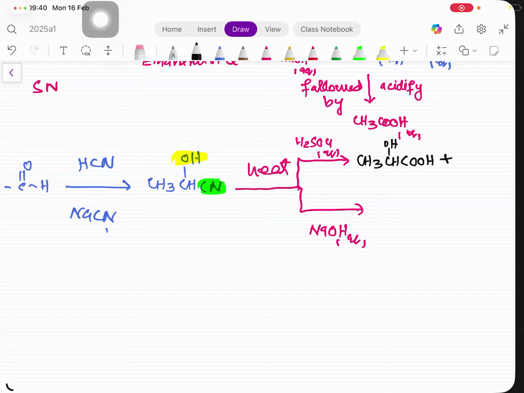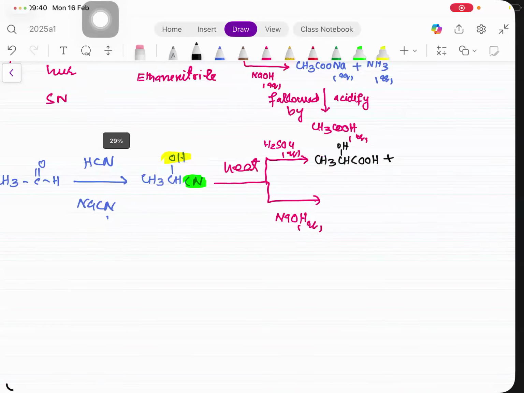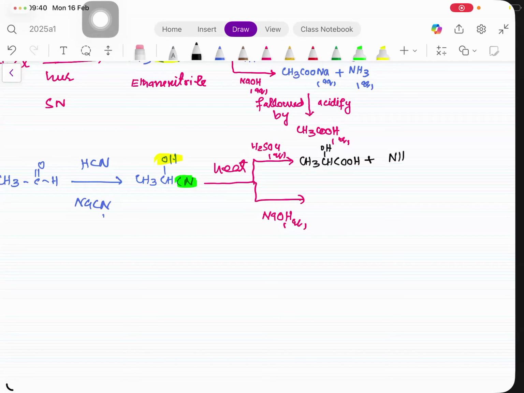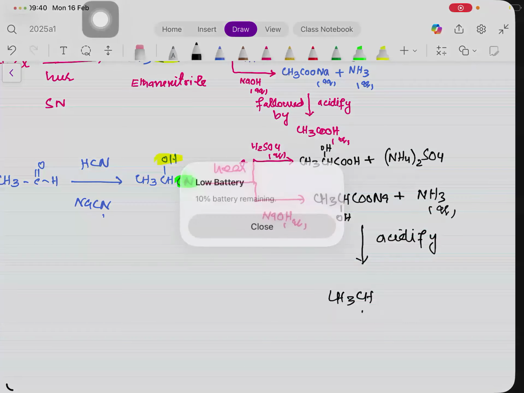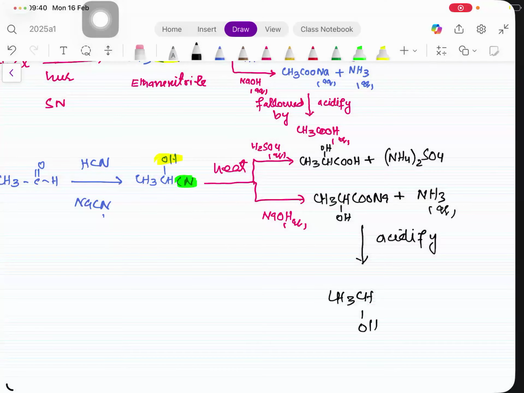And this time ammonium ion was to be formed. So what is formed now? As the acid is sulfuric acid, ammonium sulfate is formed. And in this case, CH3CHOH, and instead of carboxylic acid, what is formed? Hydroxy salt of carboxylic acid. But again, if we acidify this, it becomes CH3CHOH and COOH.